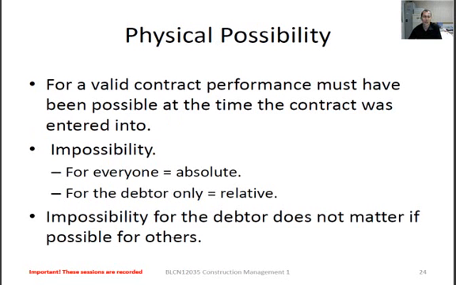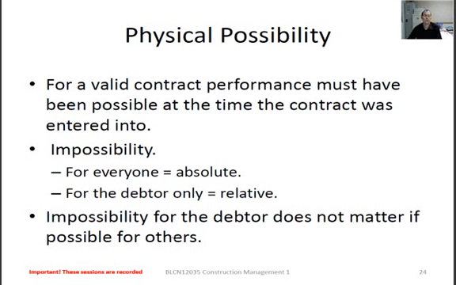For impossibility to be absolute, skyhooks would be an example of that, because it's impossible for everyone to use skyhooks. If it's relative, it means that it's only for the party to the contract, only the debtor in the contract, it becomes impossible for him or her. Alright, so for instance, he becomes bankrupt or insolvent, therefore he cannot execute his contract any further. It becomes impossible for him. Alright, we'll talk about bankruptcy and solvency a little bit later on during the course as well.